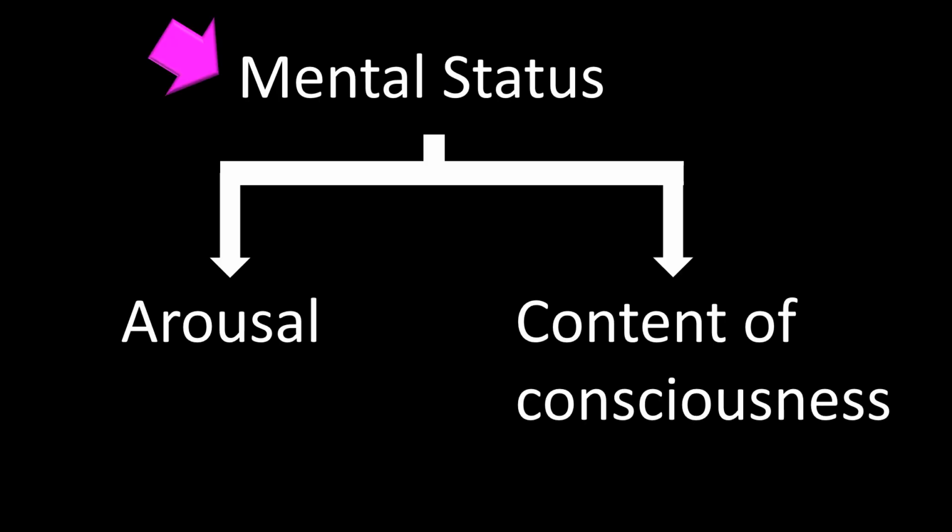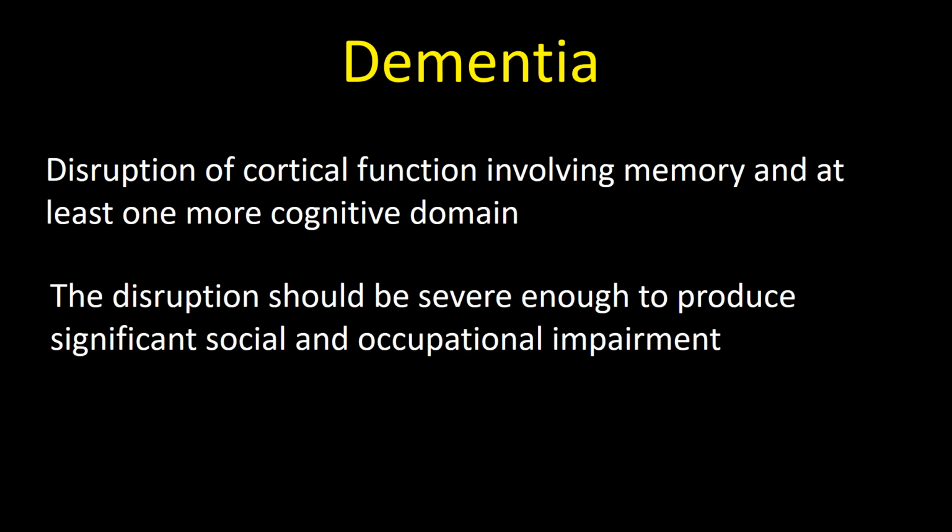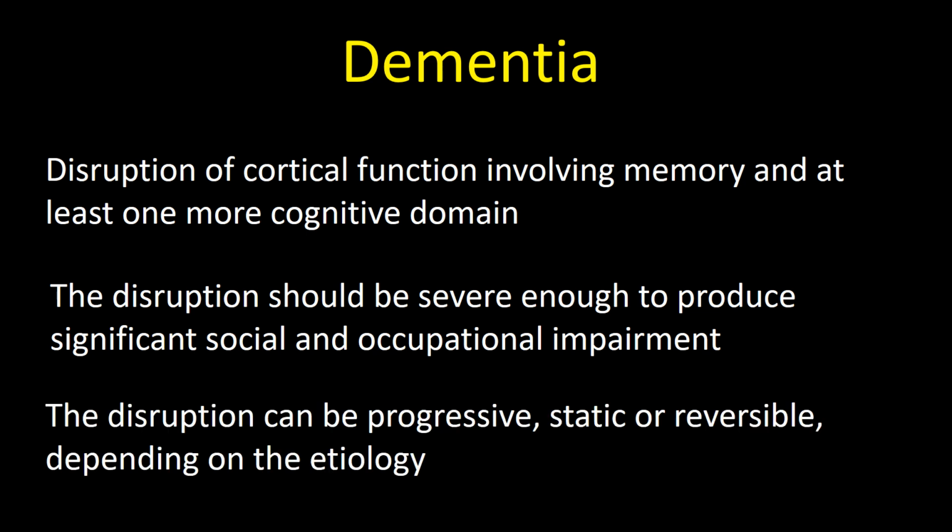Dementia, on the other hand, is also a problem with mental status, but not with arousal. Dementia implies a content of consciousness alteration. The altered content of consciousness in dementia patients manifest by a disruption of cortical function involving memory and at least one or more cognitive domain. The disruption should be severe enough to produce significant social and occupational impairment. The disruption can be progressive, static, or reversible, depending on the etiology.